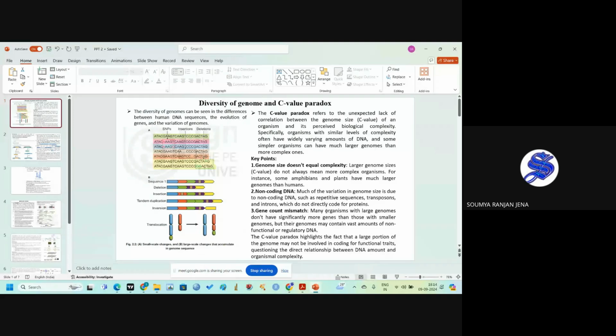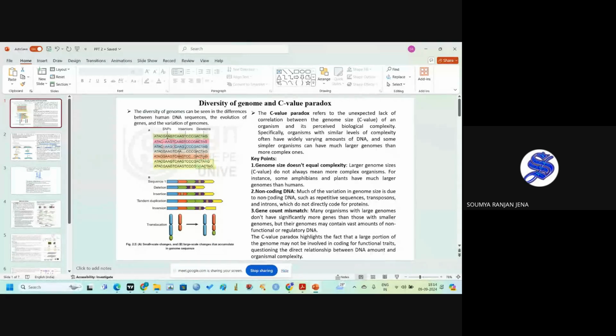For example, genome size doesn't equal complexity. If someone has a large genome size or a small genome size, this doesn't equal the complexity of the organism. Larger genome size does not always mean more complex organisms. For instance, some amphibians and plants have much larger genomes than humans, but they are not more complex than humans.